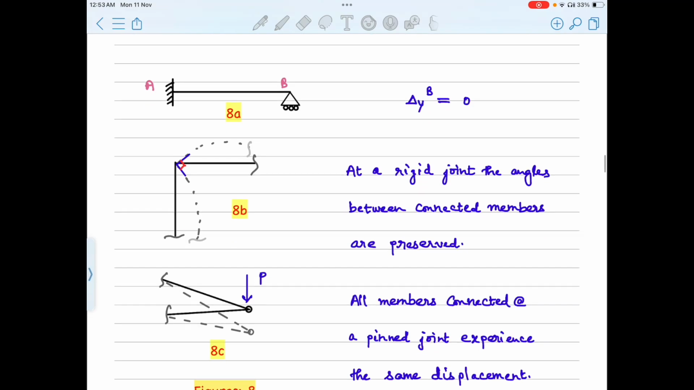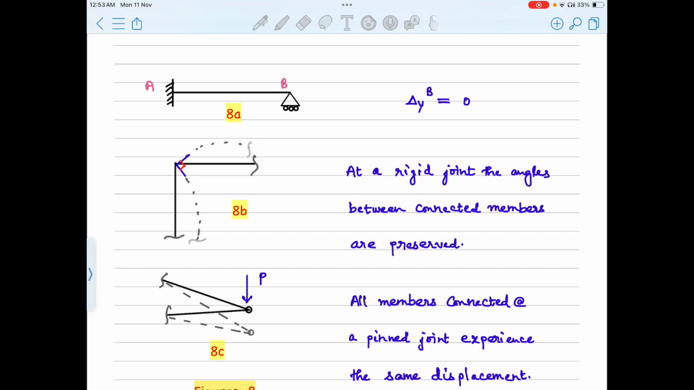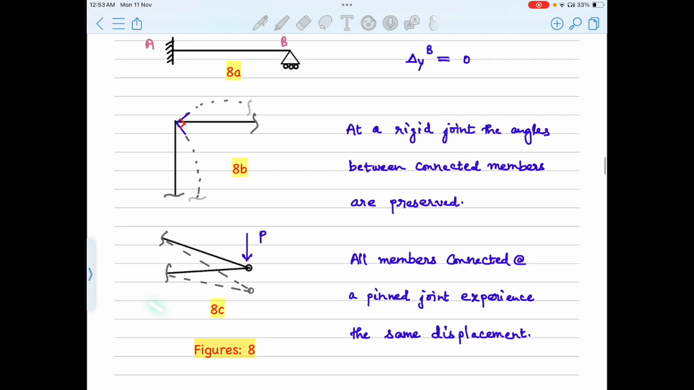Next, in figure 8b, we have a typical joint of a portal frame. The compatibility requirement here is that the angle between the members at a rigid joint remains the same even after deformation. We know that already. And in figure 8c, we have a pin joint of a truss. Here the compatibility requirement demands that each end of members framing into it experiences the same displacement. All members connected to a pin joint experience the same displacement. These details are adequate to solve a truss by displacement method.